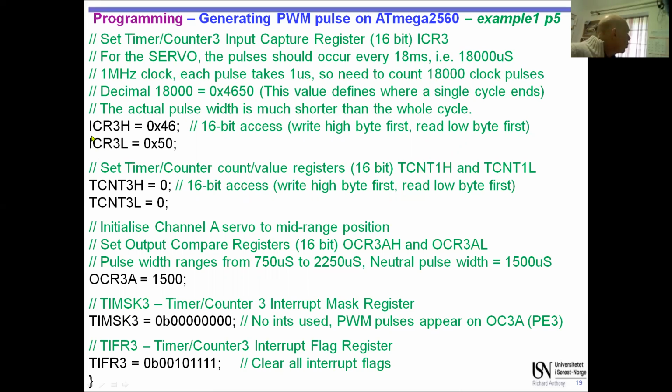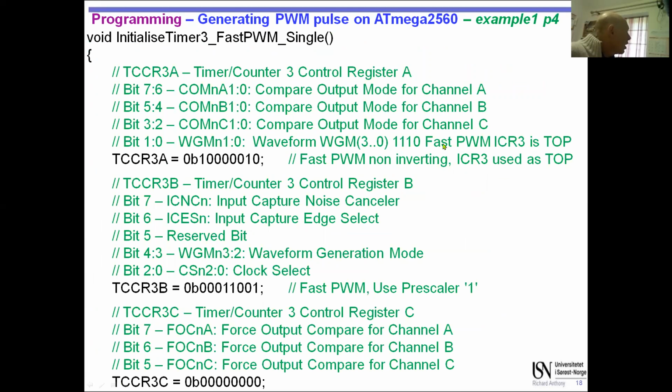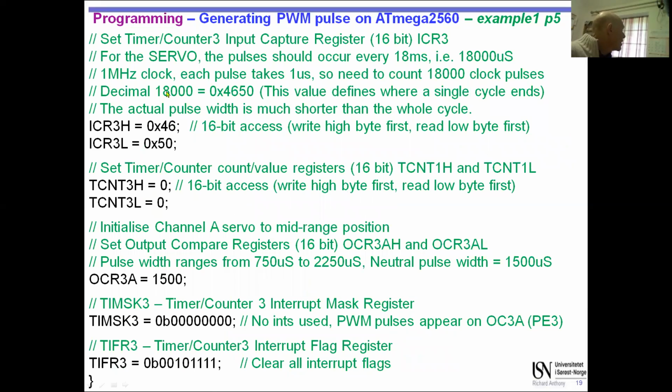And this is why we have this top. This is the top. Instead of setting the top to be the maximum of the timer, the top is the ICR register. And that's what I meant when I said I'm using fast PWM ICR3 is top. That is saying don't have the top to be where the overflow is, have the top to be a programmable value, which is in this register here. All right, so that's really what I'm doing. So I set it to 18 milliseconds, and then I'm setting my initial position, because remember, this is just setting it up, right?